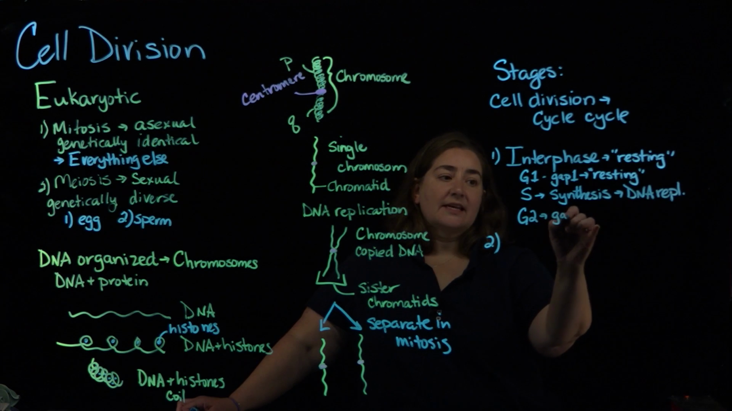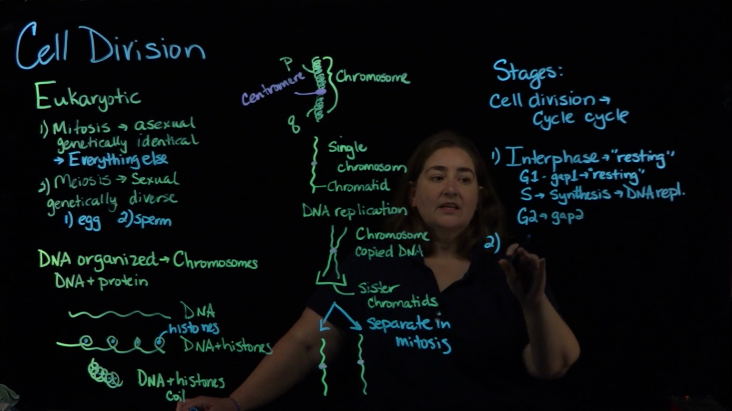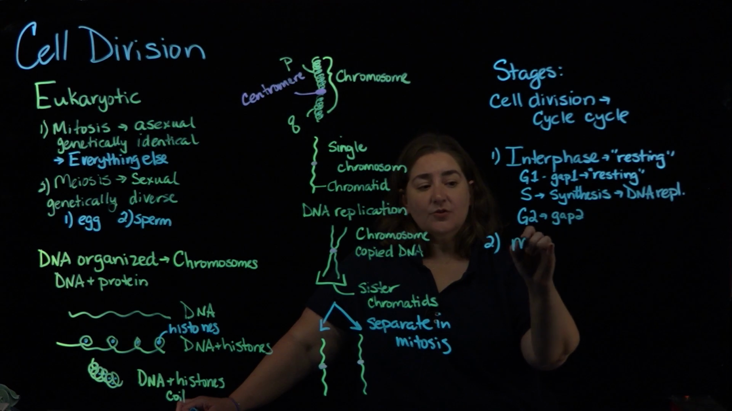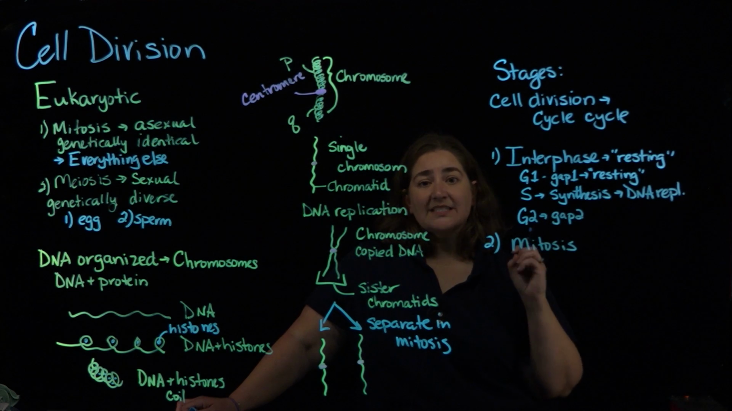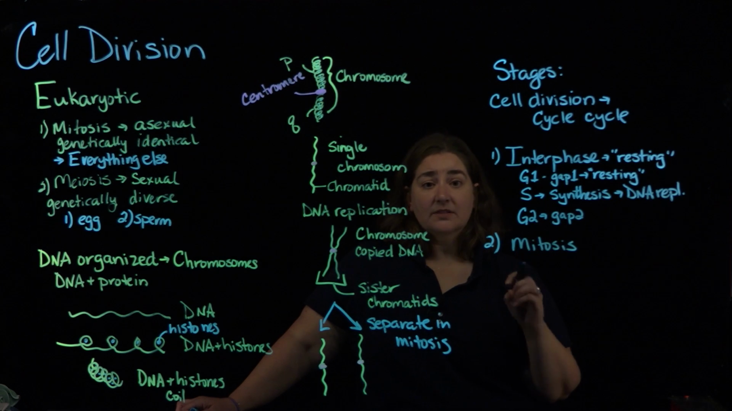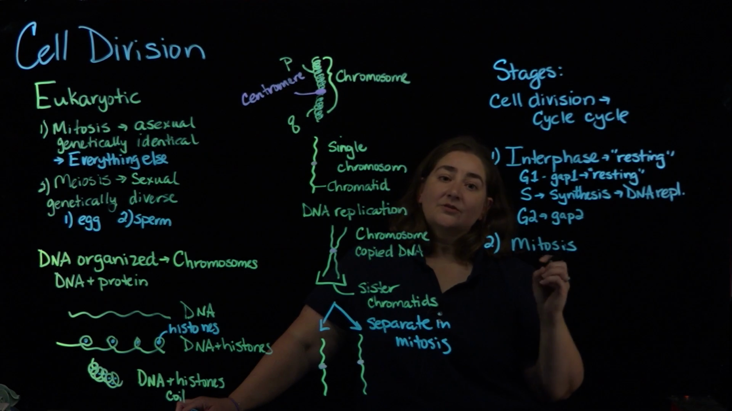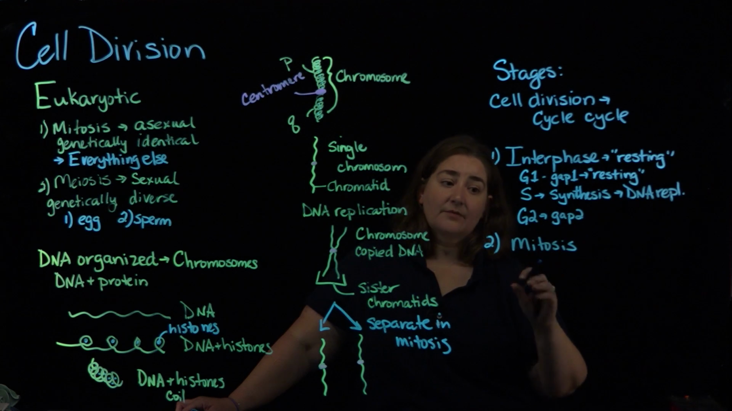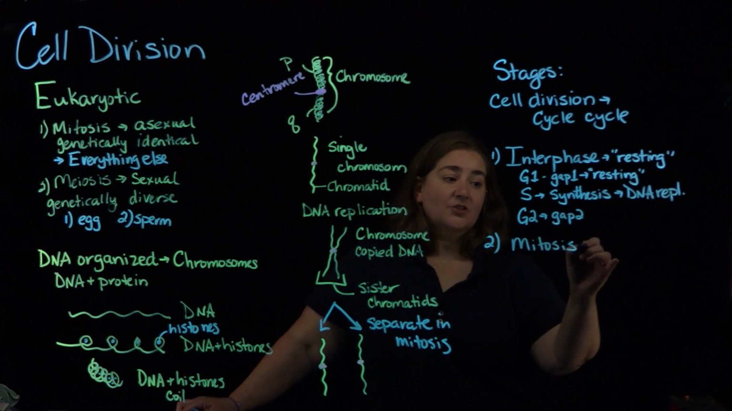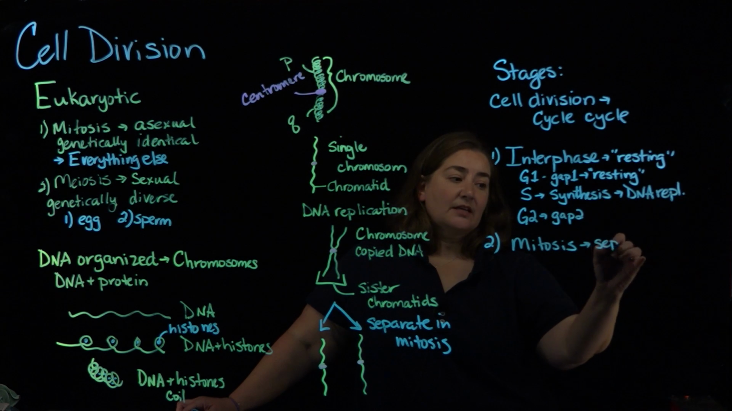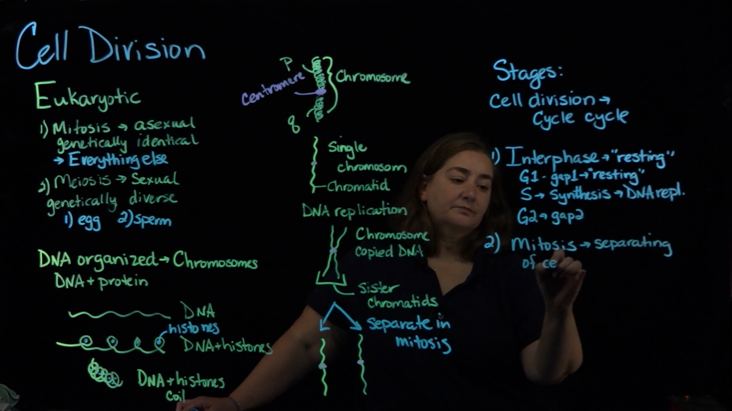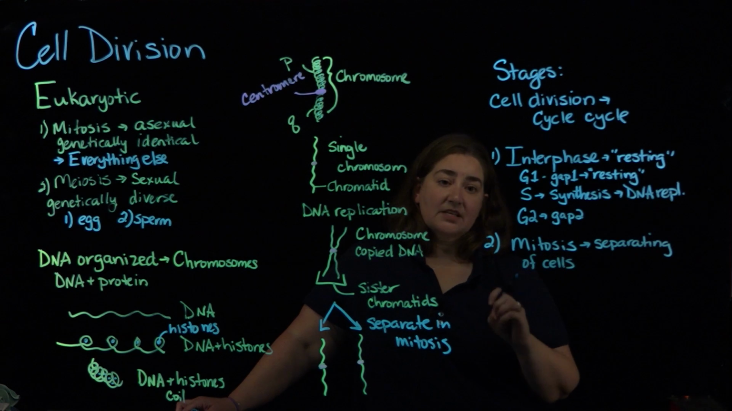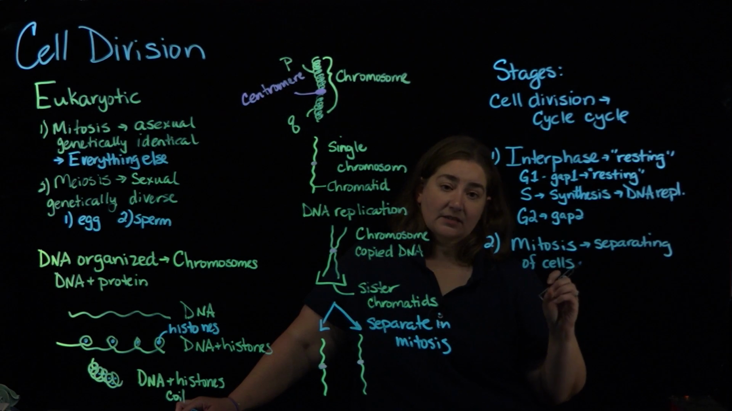G2 is going to be the second gap phase, okay? And then from G2, we're going to transition into mitosis. So mitosis is a specific part of the cell cycle, okay? Although we do tend to, as biology instructors, refer to the overall process of mitosis, okay? But know that mitosis is the actual separating of the cells. And there are going to be a number of stages in mitosis that I'm going to talk about next, okay?